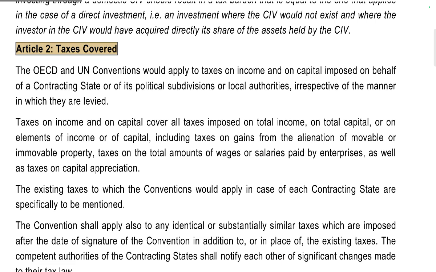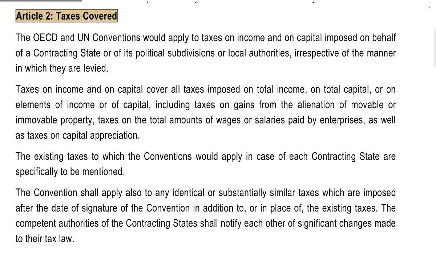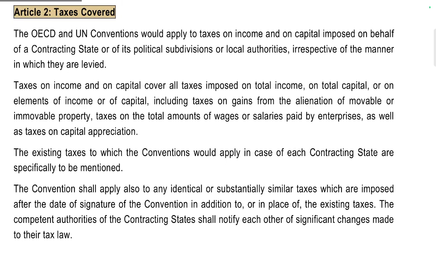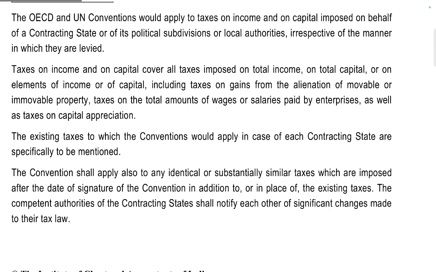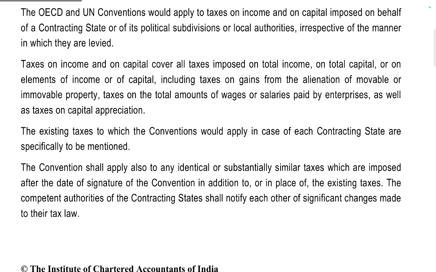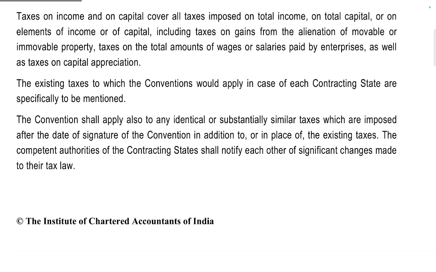Article 2, Taxes Covered. The OECD and UN Conventions would apply to taxes on income and capital imposed on behalf of a contracting state or its political subdivisions or local authorities, irrespective of the manner in which they are levied. Taxes on income and capital cover all taxes imposed on total income, total capital, or elements of income or of capital, including taxes on gains from the alienation of movable and immovable property, taxes on the total amount of wages and salaries paid by enterprises, as well as taxes on capital appreciation.